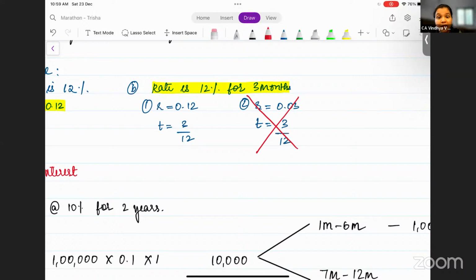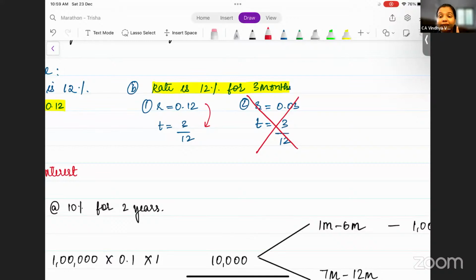Now, your question might be, but it is for 3 months. Yes, that we are considering in time, right? So when we consider it in time, it is taken care of. Is this clear? So rate should always be considered as per annum. It is not for 3 months. You will calculate for 3 months because you're taking time as 3 by 12.